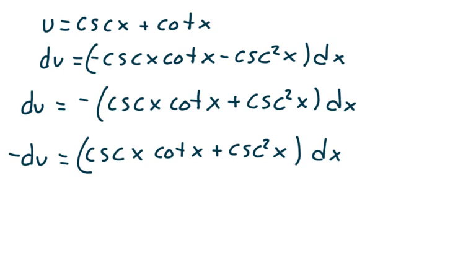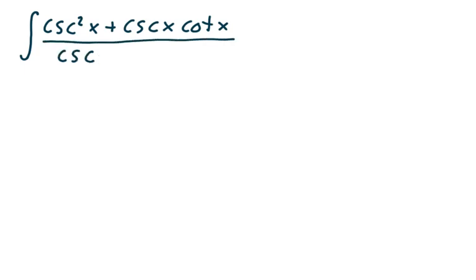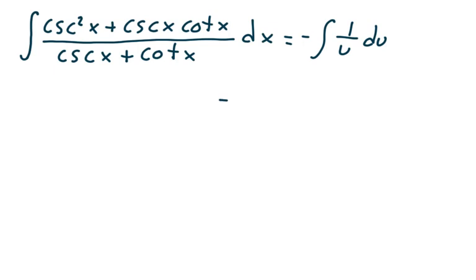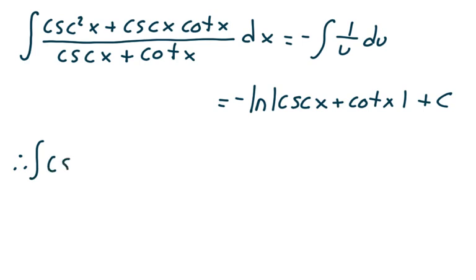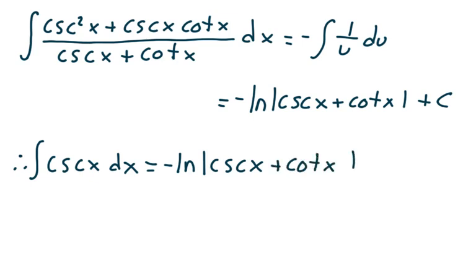Now, let's see if we can put everything together. The integral of cosecant squared x plus cosecant x cotangent x divided by cosecant x plus cotangent x dx is negative the integral of 1 over u du. But this is negative natural log of the absolute value of cosecant x plus cotangent x plus c. And I'm done. Therefore, the integral of cosecant x dx is negative natural log of the absolute value of cosecant x plus cotangent x plus c.